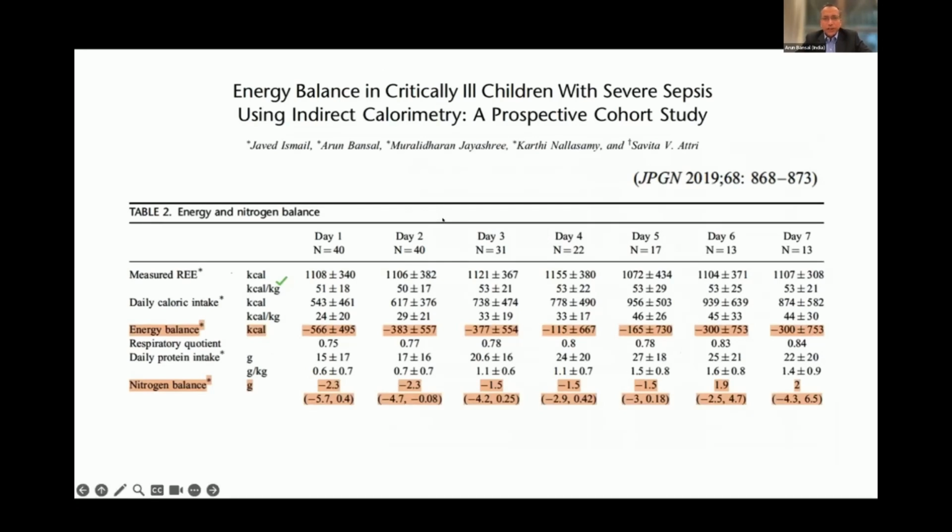This is a study which we did in our ICU. We studied critically ill children with severe sepsis, and we measured their energy balance and energy needs using indirect calorimetry. We found that from day 1 to day 7 they were energy deficient, starting on day 1 at almost 600 calories as the median, going down to 300 calories by day 7. They also had a negative nitrogen balance in the first 5 days of the illness. So this is again important data to suggest that malnutrition does occur in critically ill children because of the energy deficit.